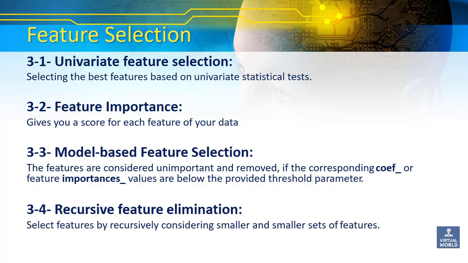The final type of feature selection is recursive feature elimination. Given an external estimator that assigns weights to features, recursive feature elimination selects features by recursively considering smaller and smaller sets of features. First, the estimator is trained on the initial set of features, and weights are assigned to each one of them. Then, features whose absolute weights are the smallest are eliminated from the current set of features. The procedure is recursively repeated on the set until the desired number of features is eventually reached.